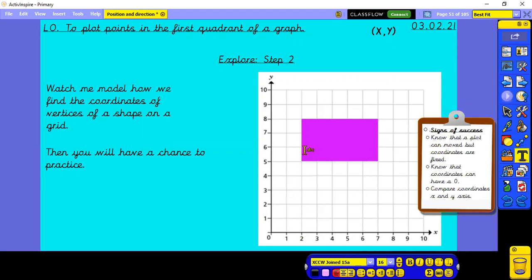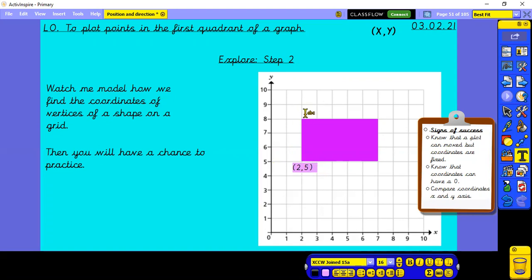So I'm going to start with the bottom left one. I'm going to start from my 0, going along my x-axis and seeing what number is in line with my vertex. I can see that number 2 is in line with my vertex. Then I'm going to go up from 2 to my y-axis, and I can see that the number 5 is in line with my vertex as well. So my coordinates will therefore be 2, 5, because my x-axis comes first.